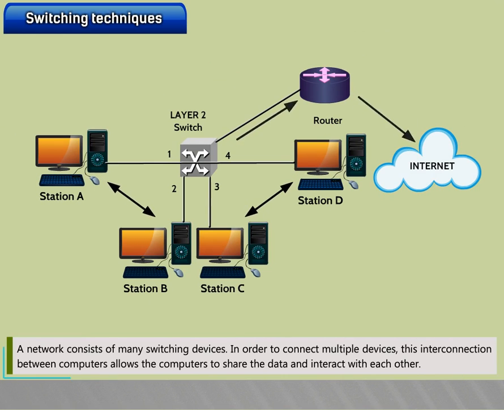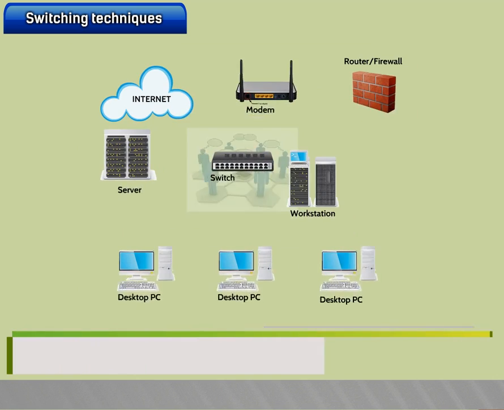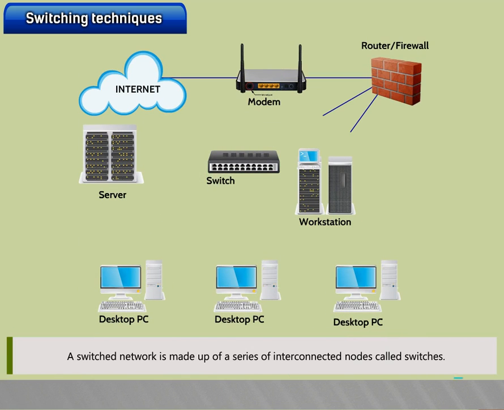A network consists of many switching devices. In order to connect multiple devices, this interconnection between computers allows the computers to share the data and interact with each other. Sometimes the computer network thus defined is also known as a shared network. A switched network is made up of a series of interconnected nodes called switches.